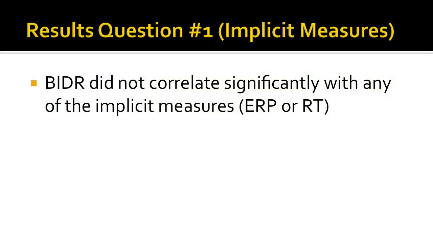On the other hand, those were all the explicit measures. For all of the correlations with the implicit measures, the reaction time and the ERPs, there was no significant correlation with the desired responding. So it didn't seem to affect those.